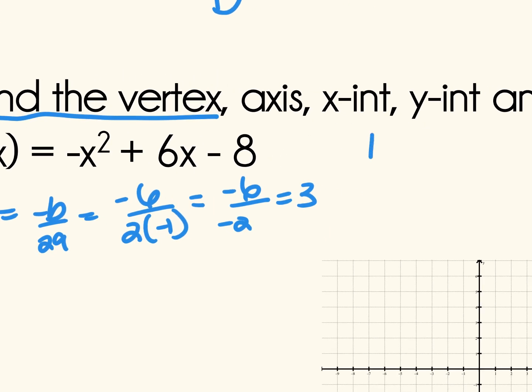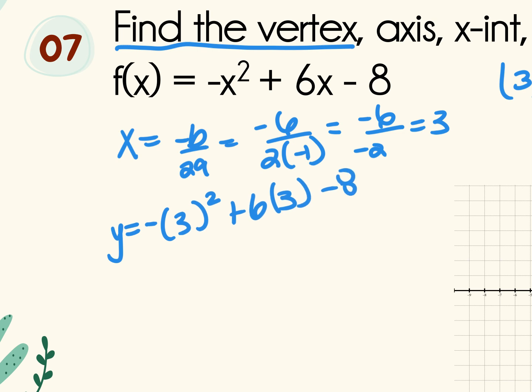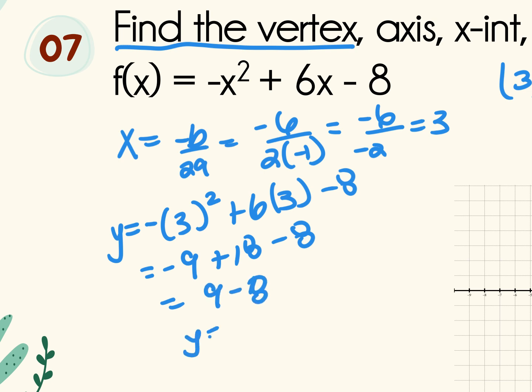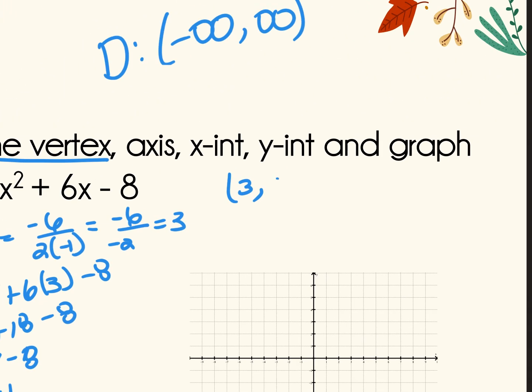So I'm going to write that over here as 3 comma. Then I'm going to say, okay, let me figure out what y is. So I'm going to take that 3 that I just found and plug it in. So I have negative 3 squared plus 6 times 3 minus 8. So negative 3 squared is 9 plus 18 minus 8. So negative 9 plus 18 is going to give me 9, and 9 minus 8 is going to give me 1. So here, guys, my vertex is at 3, comma 1.